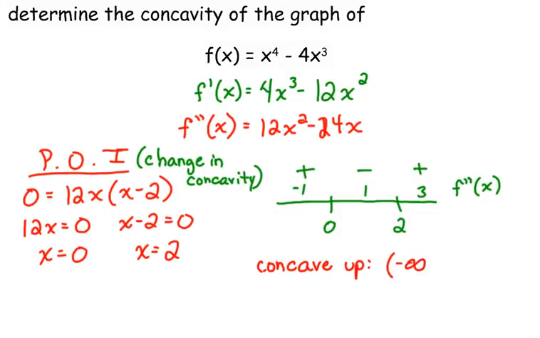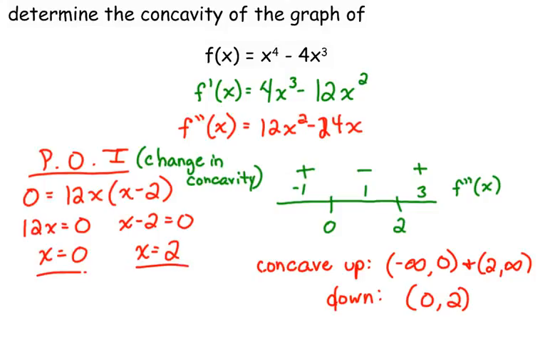from negative infinity to 0. And from 2 to positive infinity. It is concave down between 0 and 2. So my points of inflection are 0 and 2, and here's my concavity.